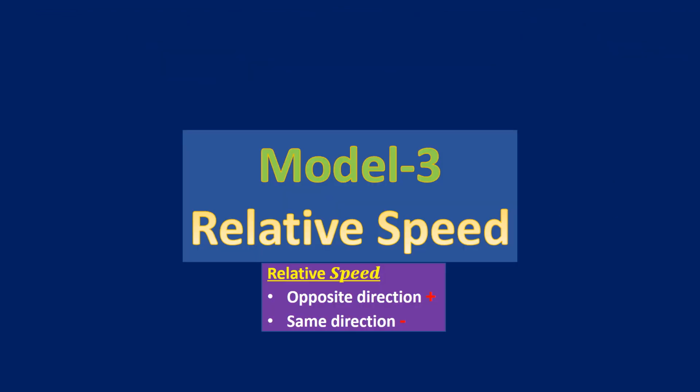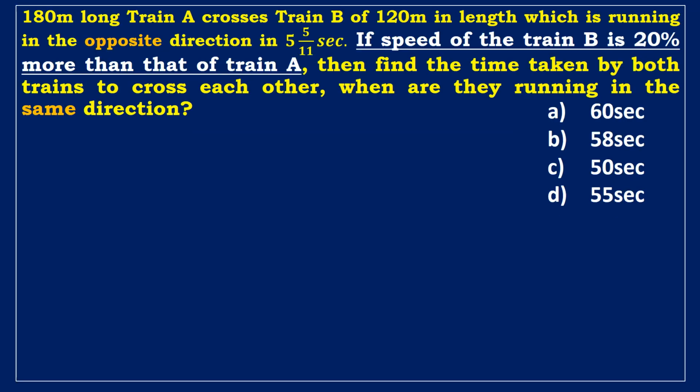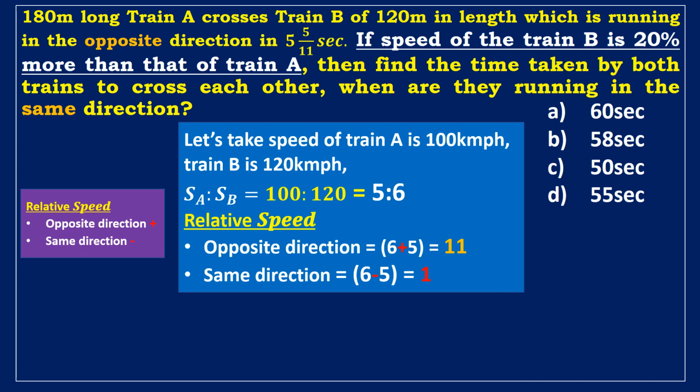Model 3. Relative speed. Example 1. A 180 meters long train A crosses train B of 120 m in length, which is running in the opposite direction, in 5 and 5/11 seconds. If the speed of train B is 20% more than that of train A, then find the time taken by both trains to cross each other when they are running in the same direction. Let's say train A travels at 100 kilometers per hour, while train B travels at 120 kilometers per hour. The ratio of the speeds of trains A and B is 100 to 120, or 5 to 6.